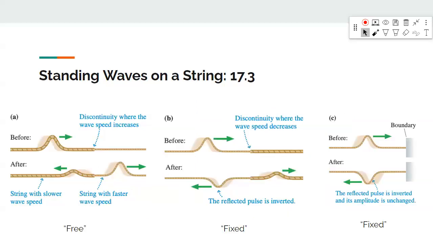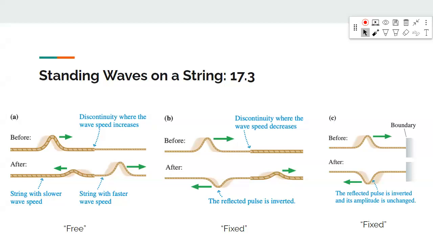And so on the left, we see that when we go from a more massive string to a less massive string, this is similar to a free end. And the reason is that the more massive string has more inertia, so it can more easily move the less massive string. So this boundary where we go from one type to the other is able to move up and down as this energy passes through. So it acts like a free end.